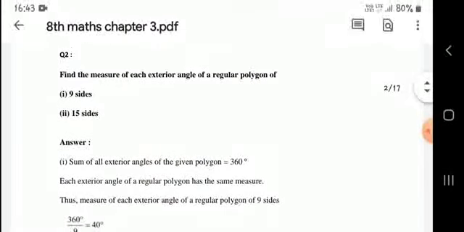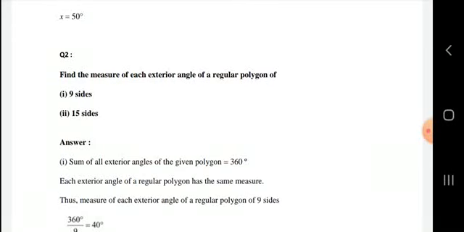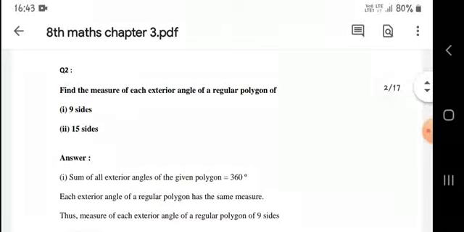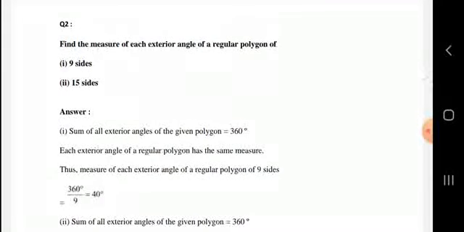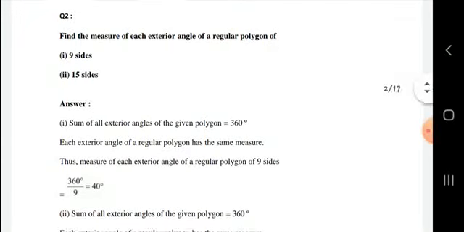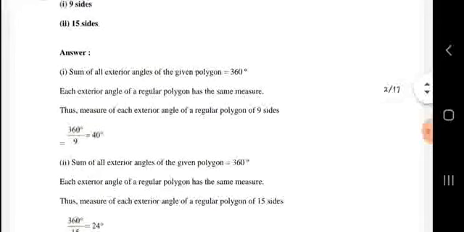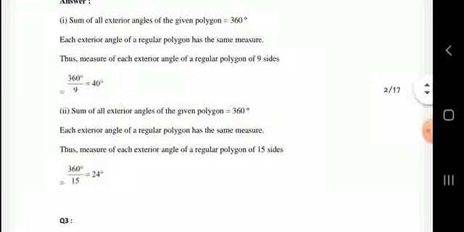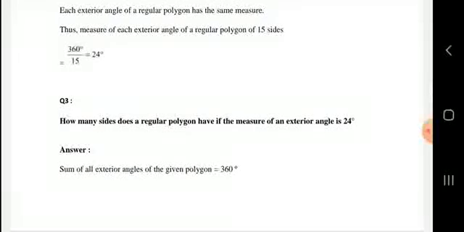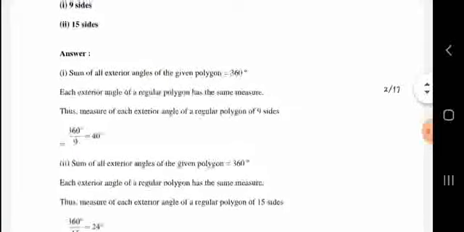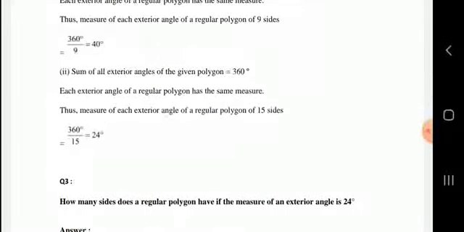Let us find the measure of each exterior angle of a regular polygon of 9 sides and 15 sides. Again, the sum of all the exterior angles of the polygon is 360 degrees. Therefore 360 divided by 9 sides gives 40 degrees. So the 9-sided polygon has a 40 degree angle and the 15-sided polygon has 24 degrees.